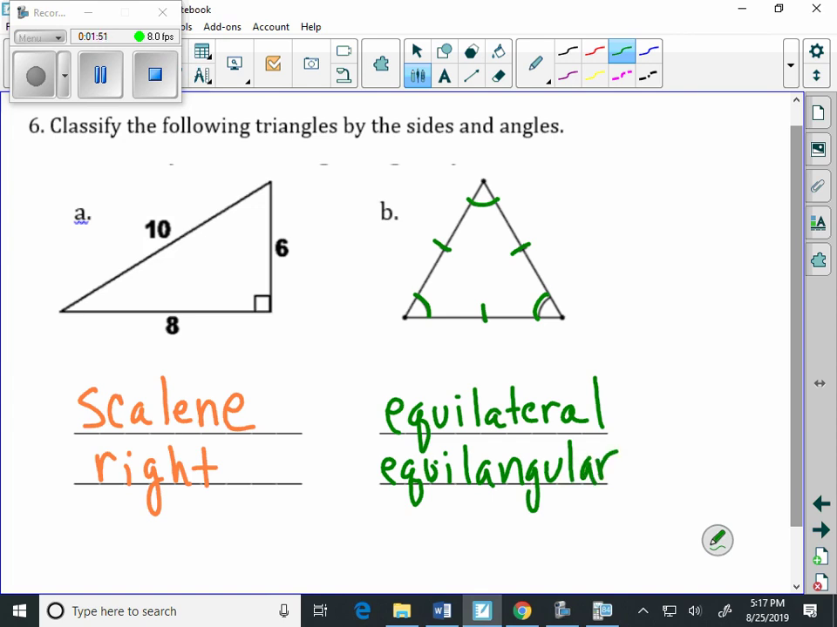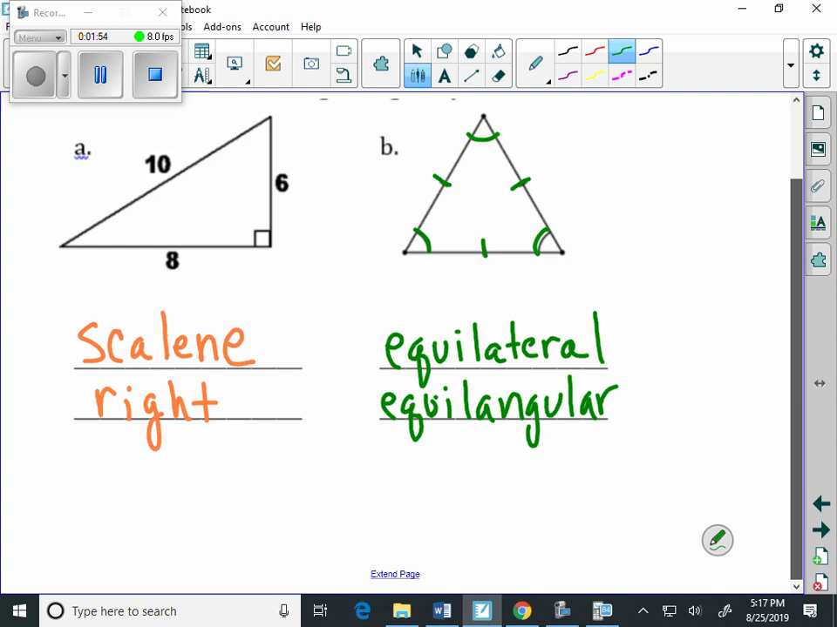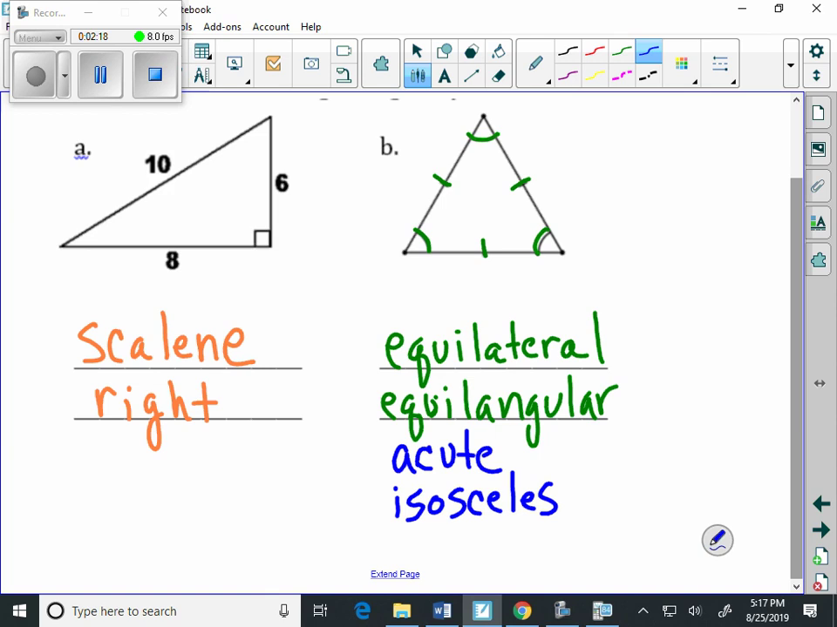We can also call it a couple other choices. Those are the 2 best choices. But what some of you may have written is acute. All 3 of those angles are less than 90 degrees. Also, if you really want to get technical, this could also be classified as an isosceles triangle, because the definition of isosceles is that they have at least 2 equal sides. And we do. We have at least 2 equal sides. We happen to have 3.